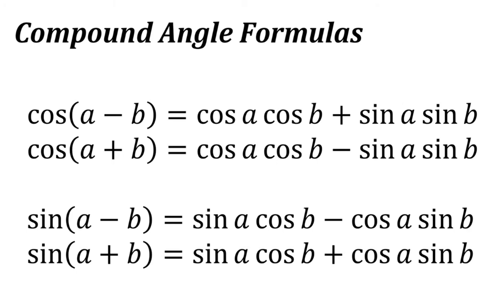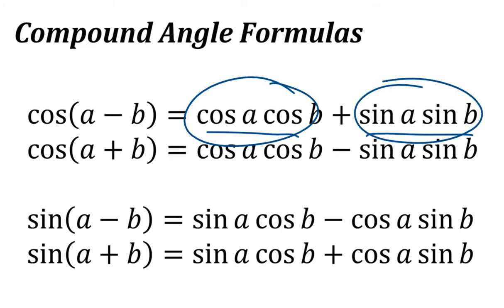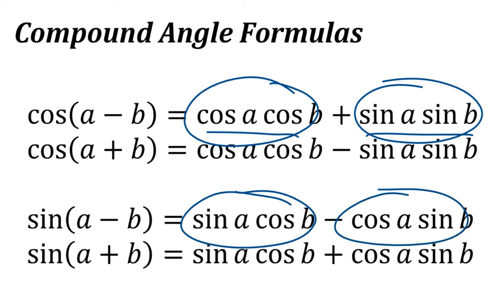The way I remember them is I suppose I remember them in order. So we always start with the cosine ones, and the cosine ones are both cos cos, sine sine. So the coses are together and the sines are together, compared to the sine formulas where it's sine cos and cos sine, or sine and cos.